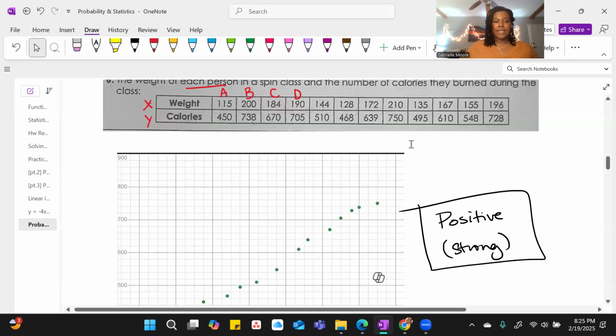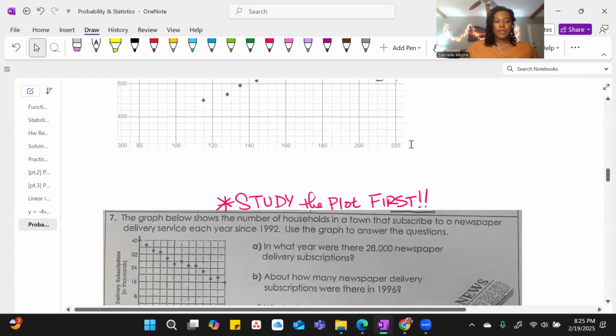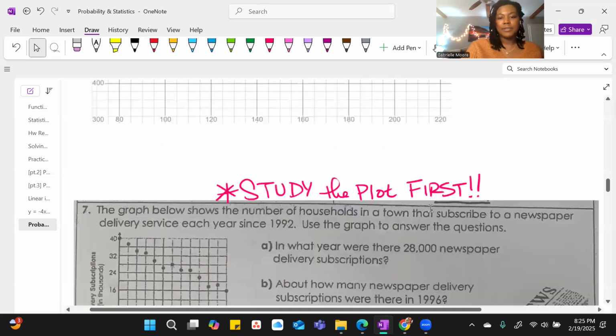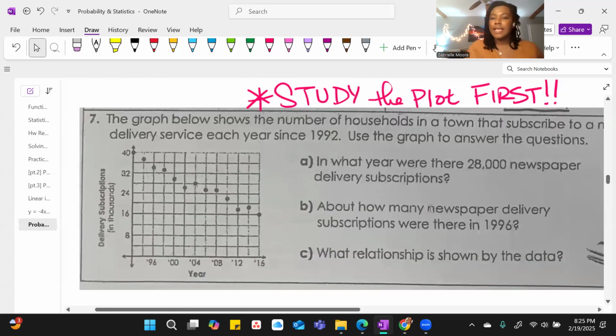All right. Moving on, we are going to look at number 7 together. And you can see at the very top, before we jump right into answering the questions here, we're going to read the information, but we're going to study the plot. It helps to study the scatter plot because you get to see how they're laying it out.